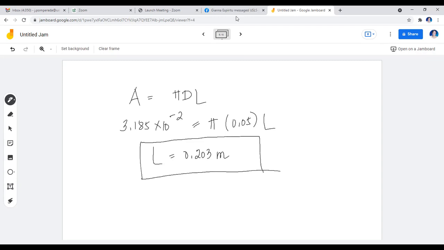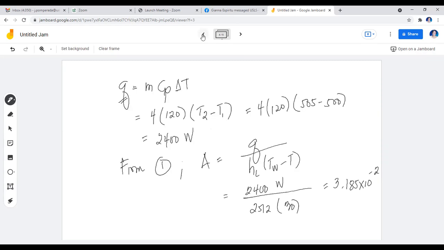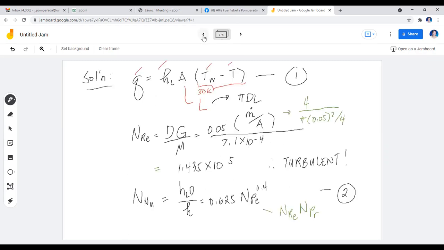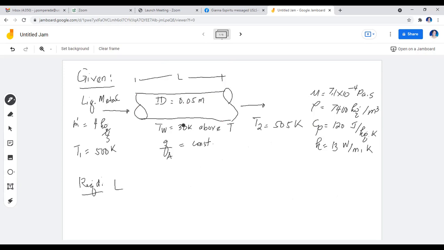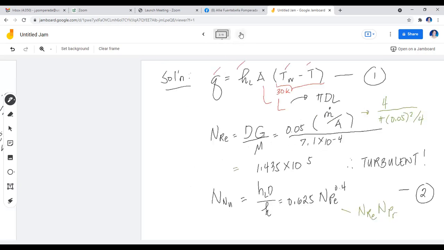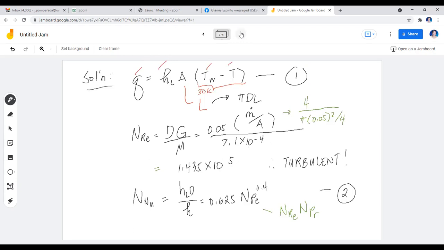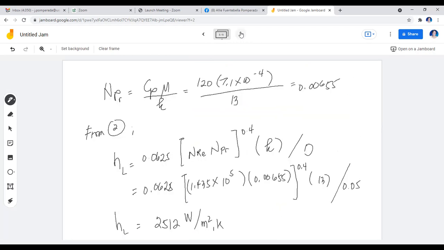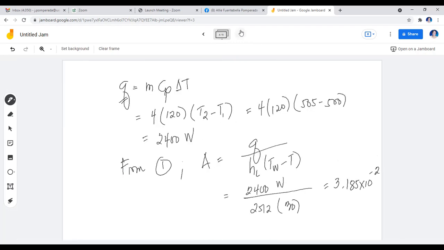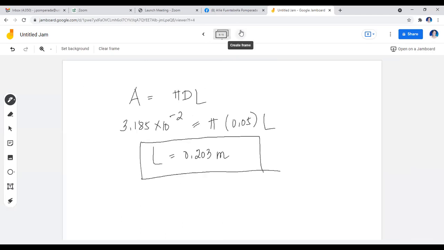Okay, now let me go back to the given. So this is our given. This is required, and these are our solutions. Okay, any question for now before I go to the last sample problem? I think there's none. So let's go back to the slide and show to you the last problem.